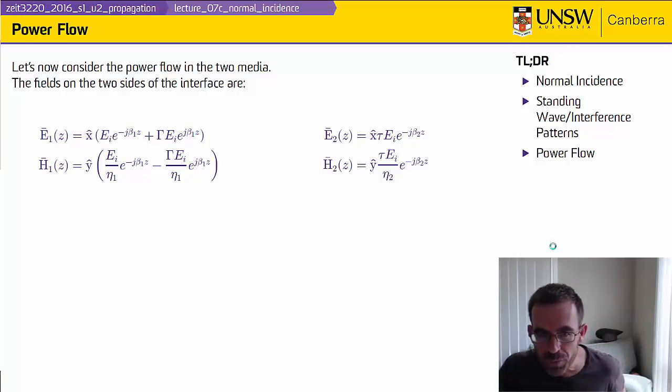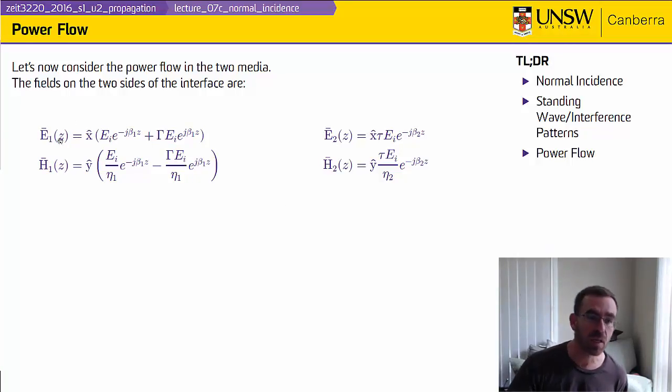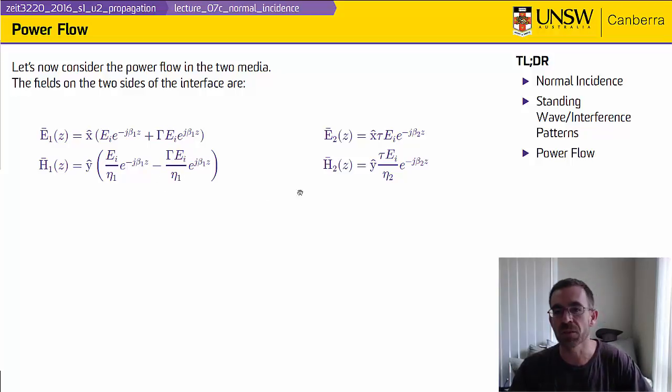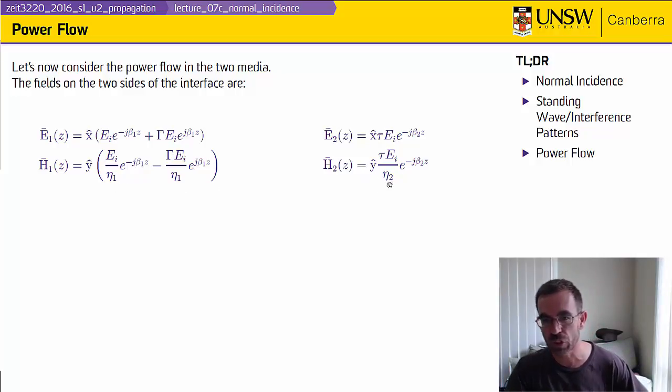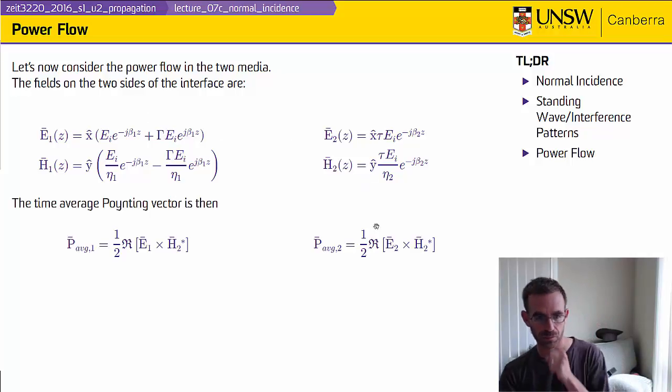Let's now look at the power flow in the two media. In medium 1, my electric field is given by this expression. My magnetic field is given by this expression. So I have these two things. And in medium 2, my electric and magnetic fields are given this way. Notice in medium 1, I'm using wave impedance 1. In medium 2, I'm using wave impedance 2. Here I've got the reflection coefficient. Here I've got the transmission coefficient.